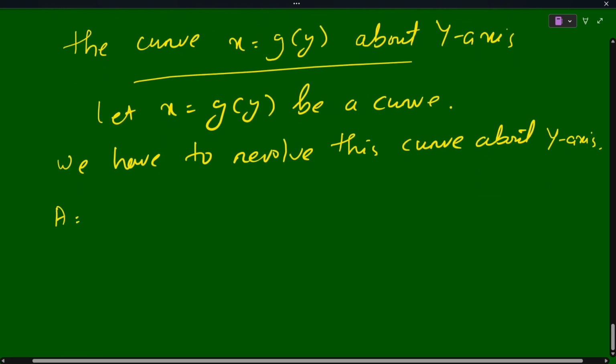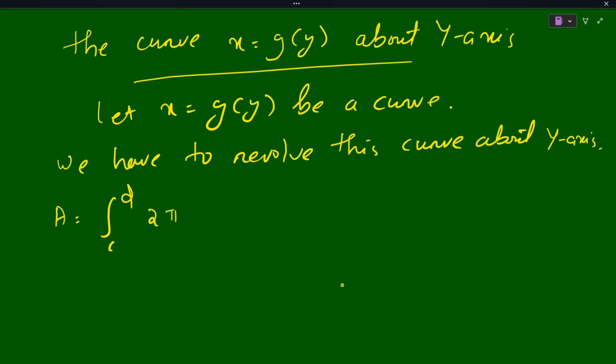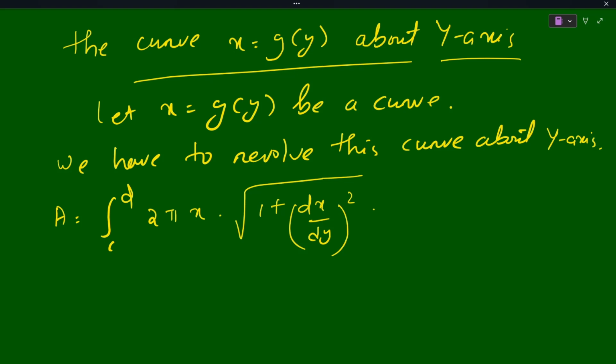Let's define a little bit. Let x is equal to g of y, a function where x is a function of y, and we have to revolve this curve about the y-axis. Then the limits are c to d. Before, we had taken a to b in the last formula, and here we are using c to d to differentiate the limits of x and y.